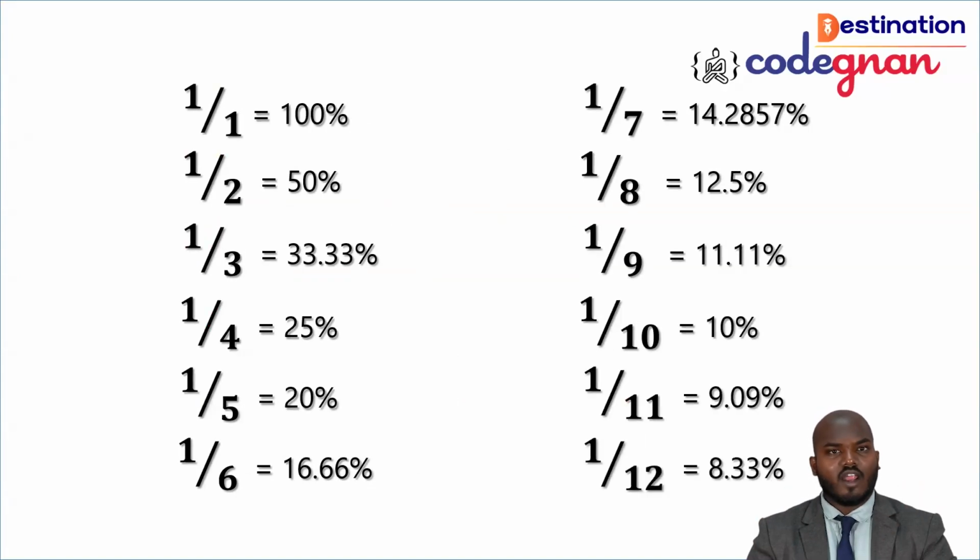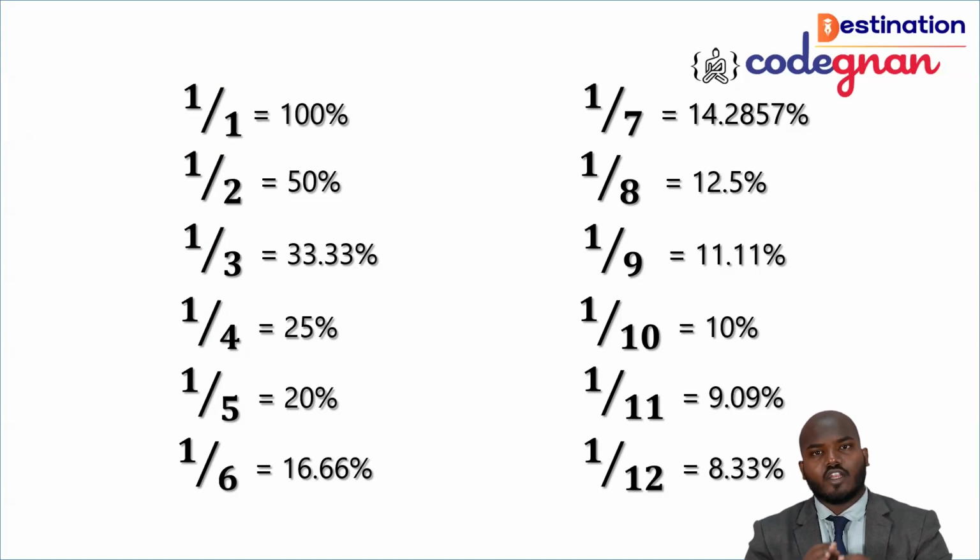1 by 1 means 100%. 1 by 2 we can call 50%, or you can call it 0.5. 1 by 3 we can call 33.33, or 0.33. 1 by 4 we can call 25%, or 0.25. 1 by 5 is 0.2. 1 by 6 is 16.66.